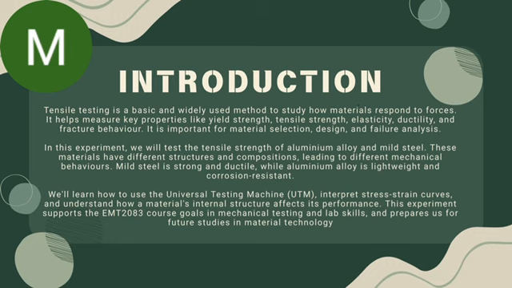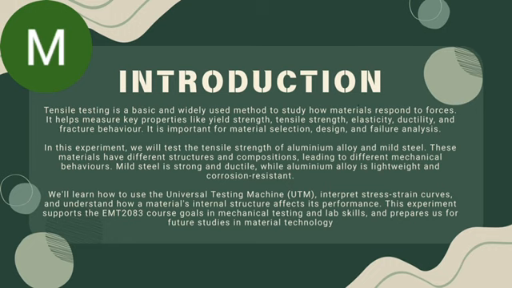In this experiment, we will test the tensile strength of aluminum alloy and mild steel. These materials have different structure and composition, leading to different mechanical behavior. Mild steel is strong and ductile, while aluminum alloy is lightweight and corrosion resistant.